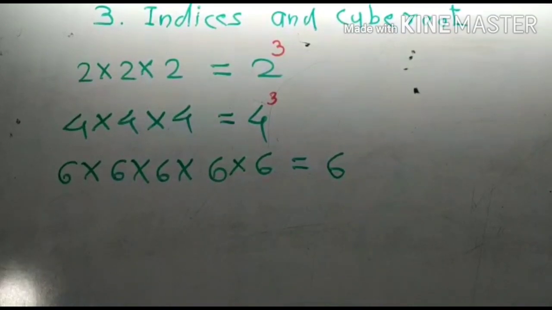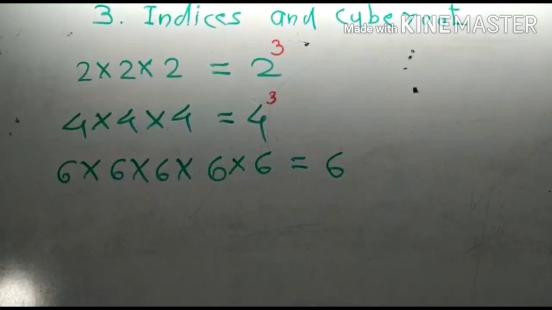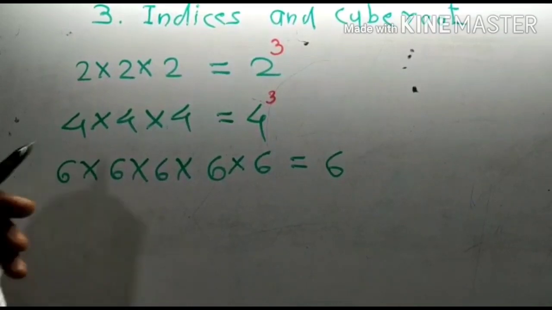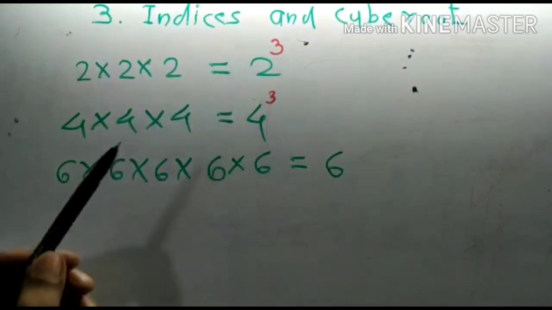Watch the example. Here 2 into 2 into 2. How many times 2? There are 3 times 2. So we write here 2 raised to 3.